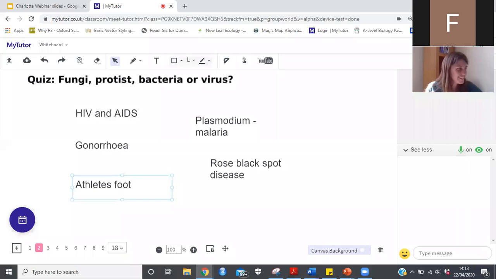The correct answer is fungal. Athlete's foot is caused by a fungal organism. So well done those who said fungi, some of you said bacteria. That's kind of an automatic reaction to think of, that when something looks really horrible, which athlete's foot does, people often think, oh, must be bacteria. But actually athlete's foot is a fungal disease.